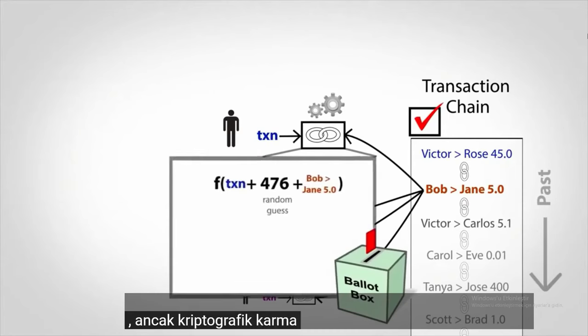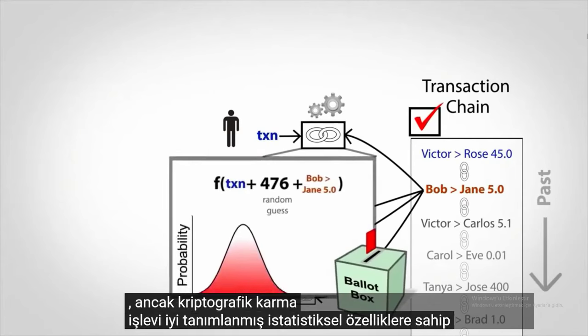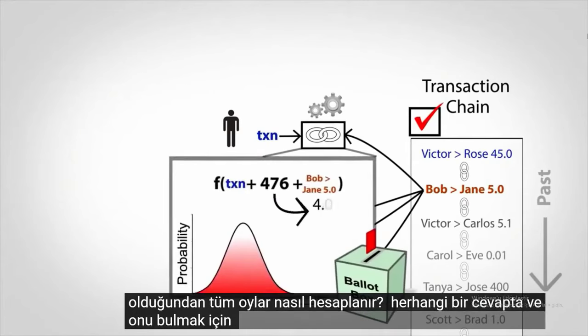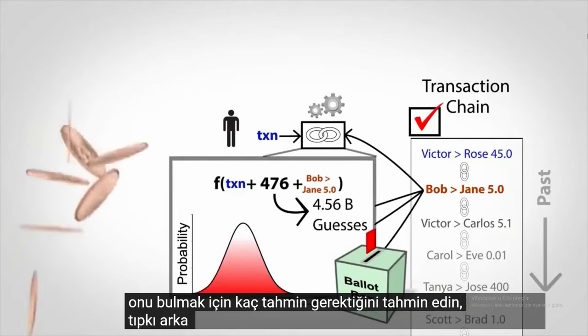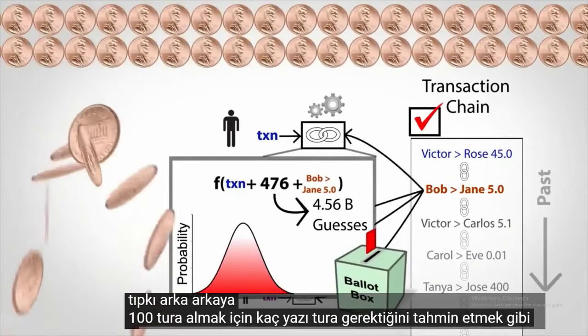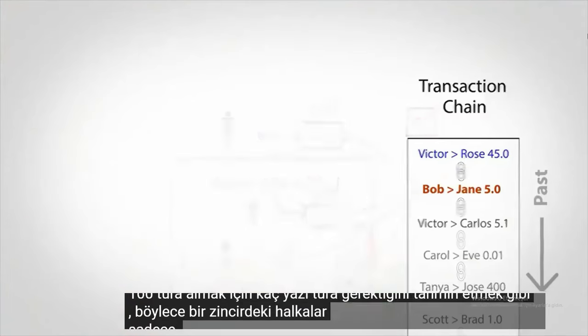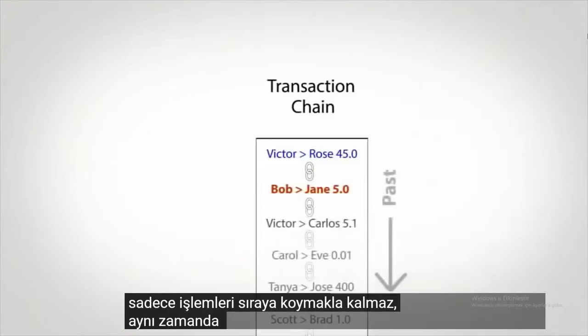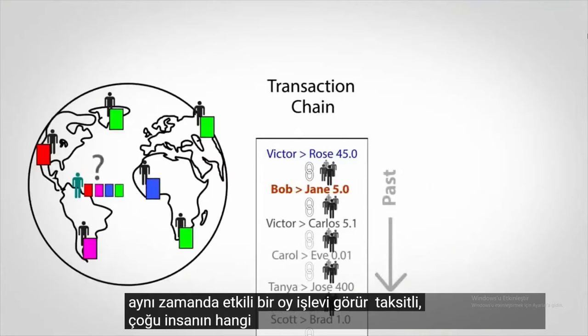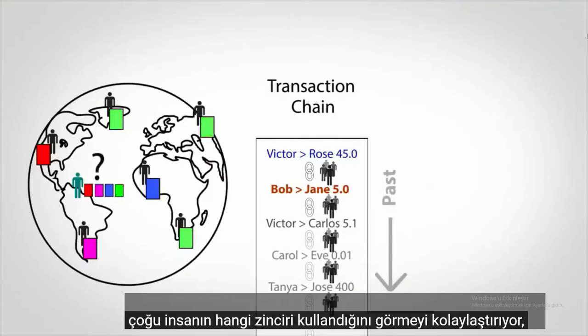Because the cryptographic hash function has well-defined statistical properties, you can look at any given answer and estimate how many guesses it took to find it, just like estimating how many coin flips it would take to get 100 heads in a row. So the links in a chain not only put transactions in order, but also act as an effective vote tally, making it easy to see which chain most people are using.